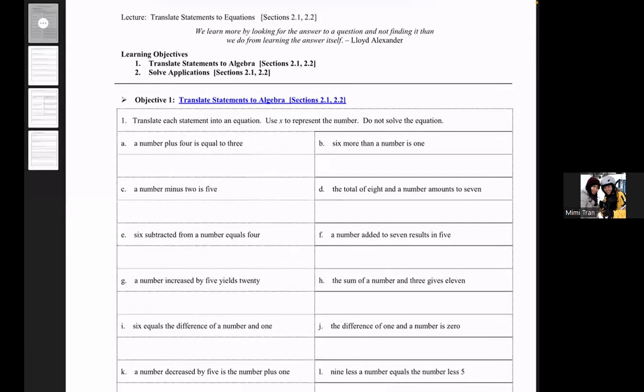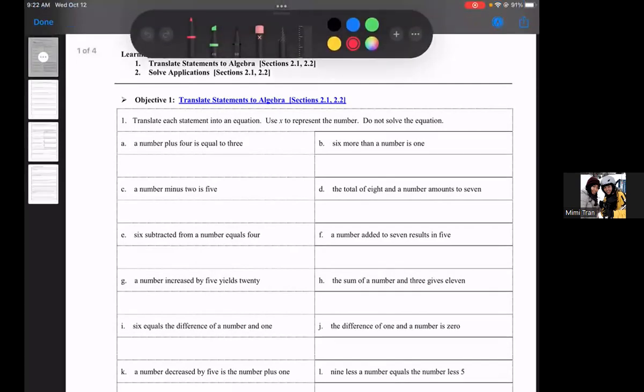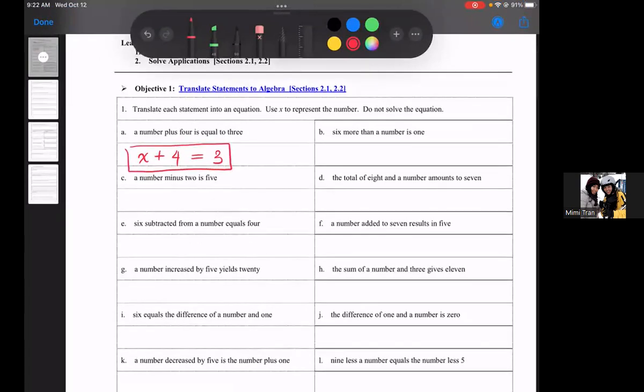All right, so let's do the first one, pretty easy. A number means x plus 4 is equal. Now, if they don't say equal, you still should be able to know it's the equal side because of the word is, to 3. Let me solve for x? Well, they didn't ask you to solve for this objective, so I'm not going to solve. I'll just finish it there. If you want to solve, you can. Why don't you guys try?